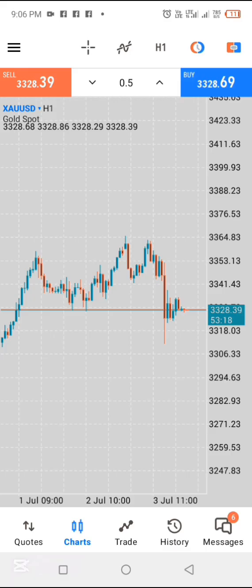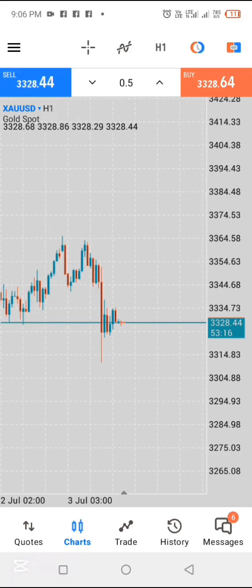Today we're going to be treating the guppy multiple moving average strategy. It's a kind of strategy that is a trend following strategy. You can use this strategy to follow trends when the trend is moving, to know when to enter the trend, when to exit the trend.